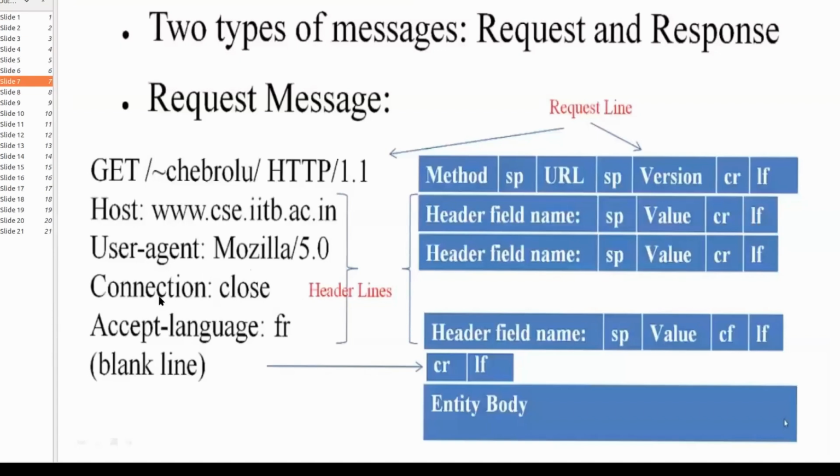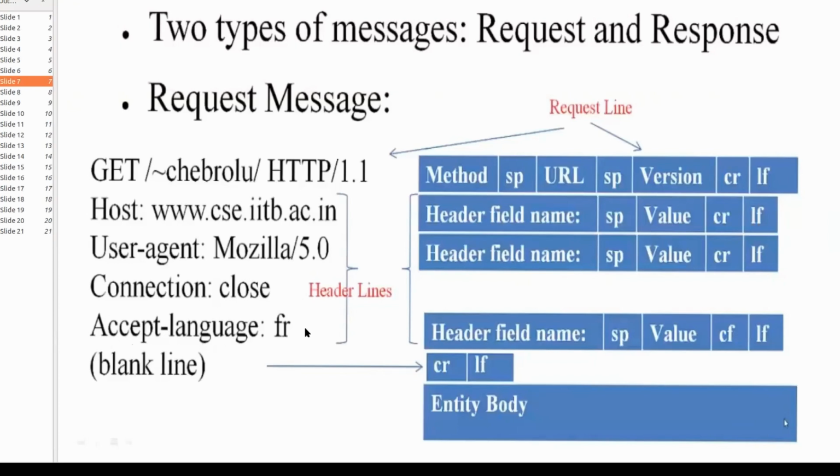Then the connection. Connection is another important header. If the connection value is closed, that means for downloading every object, it has to create a new connection. So what type of communication is it, persistent or non-persistent? The communication the client wants to do with the server is a non-persistent communication. Understood?